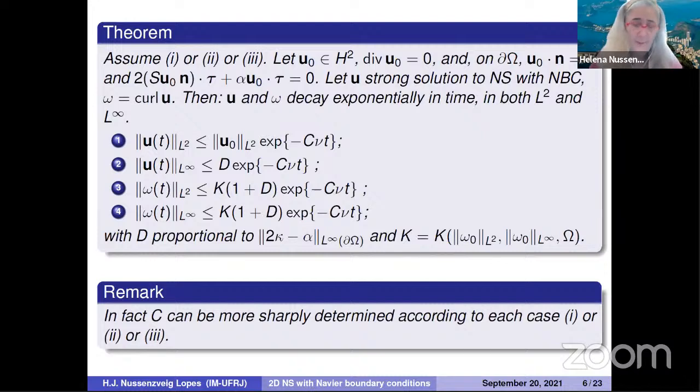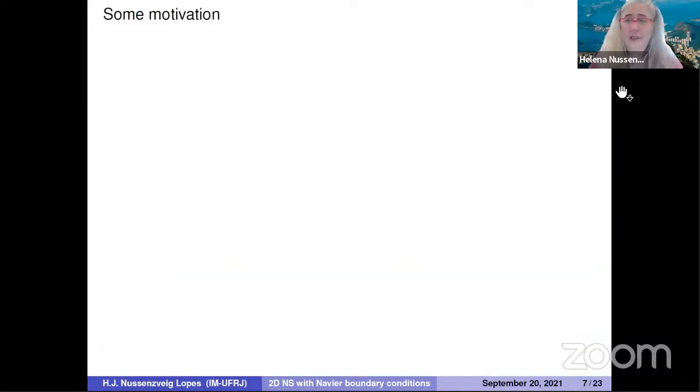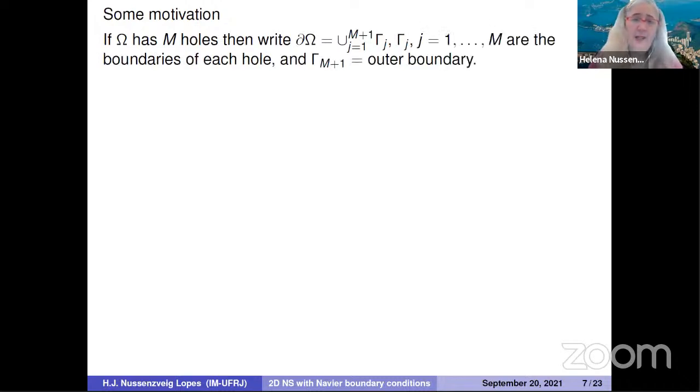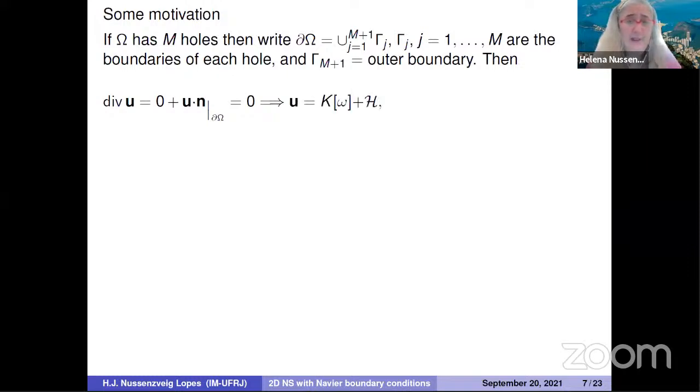Let me give you some motivation for why we looked at this problem. What we were truly interested in was, suppose that you have a domain with M holes, and let gamma M plus 1 denote the outer boundary of this domain. Then from the fact that U is divergence-free and tangent to the boundary, you can conclude that U is going to be K of omega plus H, where H is a harmonic part. So if you have a hole, you have a harmonic part. This is the Hodge-de Rham theorem.